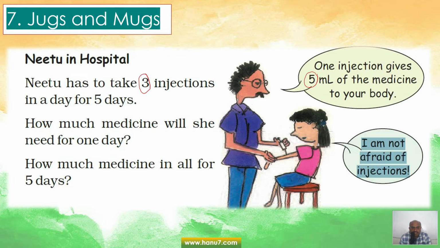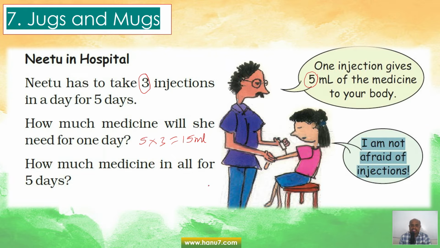The question here is, she has to take these 3 injections each day for 5 days. So how much medicine will she need for one day? 5 into 3, that is 5 times 3, which is equal to 15 ml. She requires 15 ml of medicine per day.